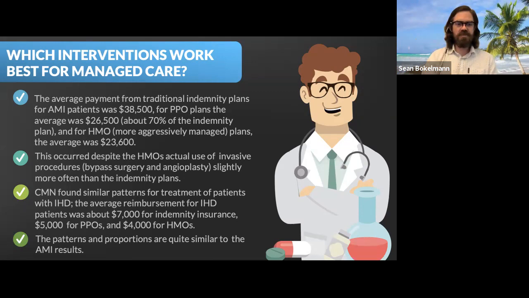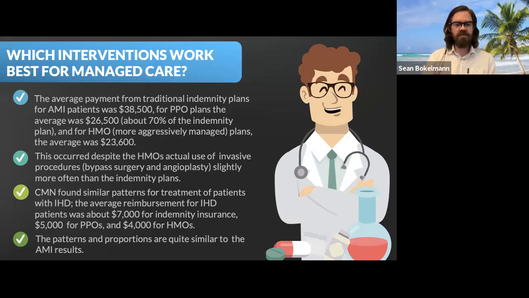And this occurred despite the HMO's actual use of invasive procedures slightly more often than the indemnity plan. So this is interesting, right? This is the surprising part. The HMO used invasive procedures slightly more than the indemnity plans, but saved a substantial amount of money, almost 30%, right? So that's a pretty surprising finding.